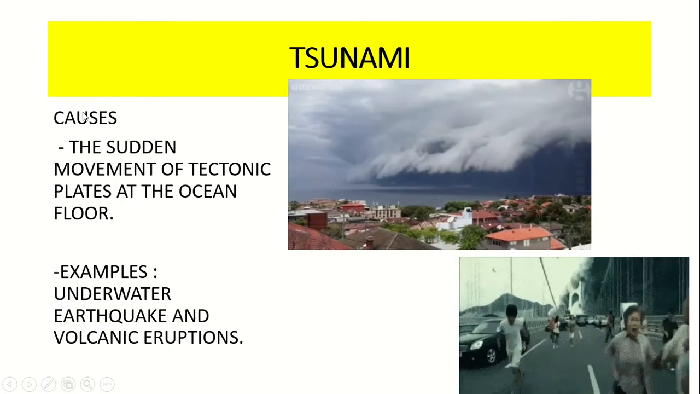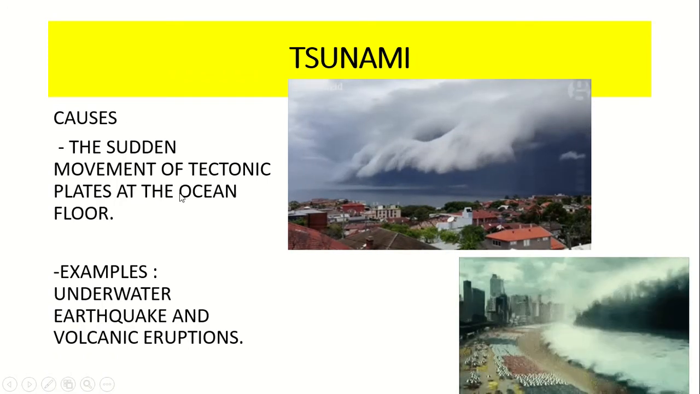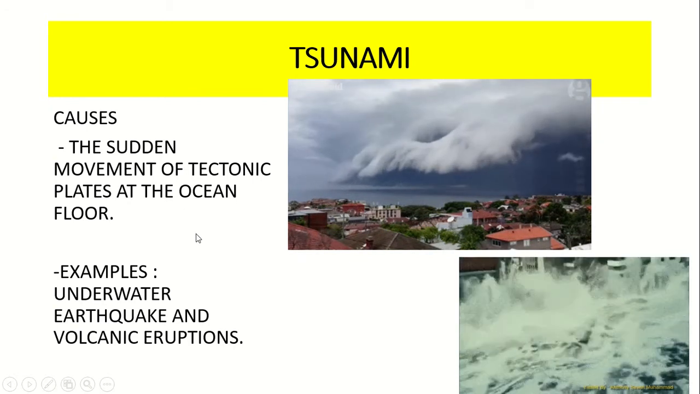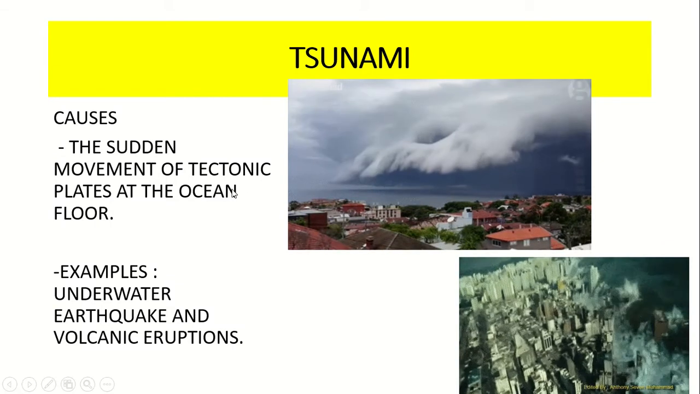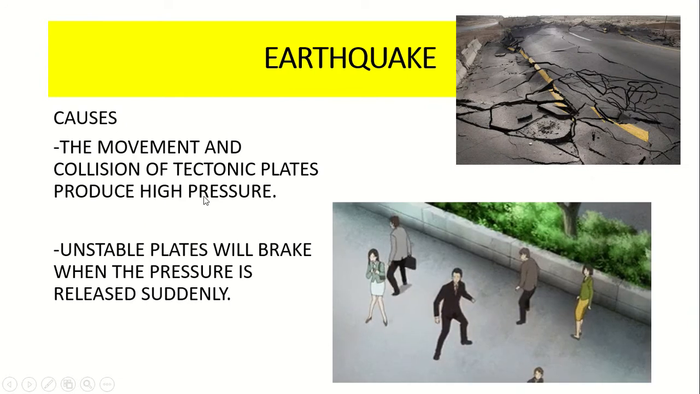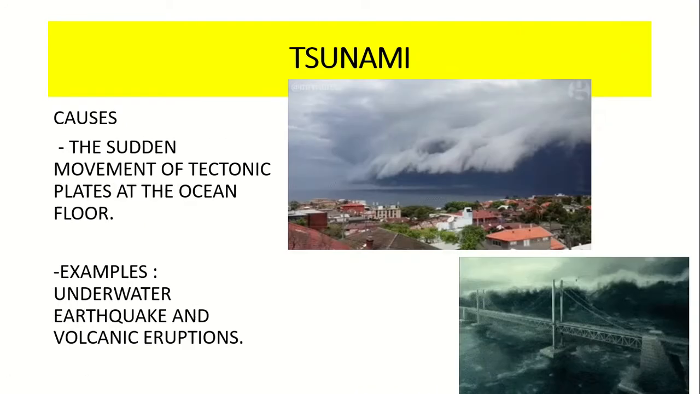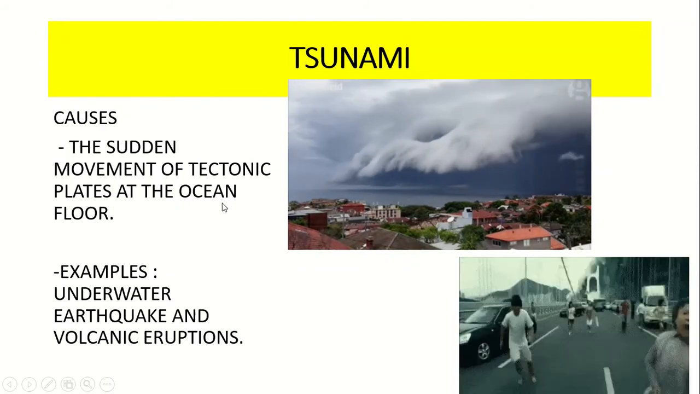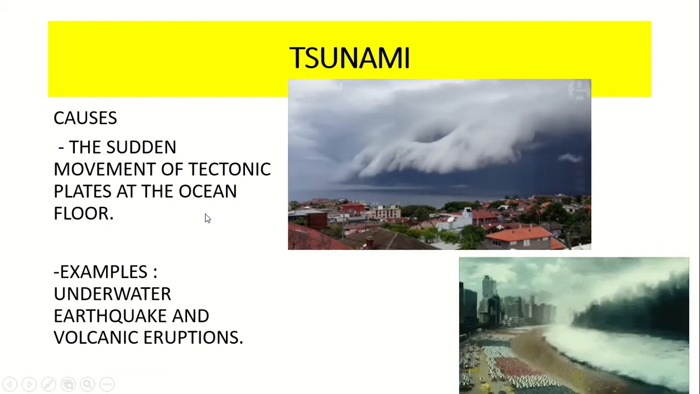Tsunami is caused by the sudden movement of tectonic plates at the ocean floor. So kalau tsunami ni dia berlaku perubahan pergerakan pada tectonic plates at the ocean floor. Kalau dekat earthquake, berbeza dengan earthquake dia jadi dekat land. Tapi kalau dekat tsunami dia berlaku pada ocean floor. Movement of tectonic plates at the ocean floor.